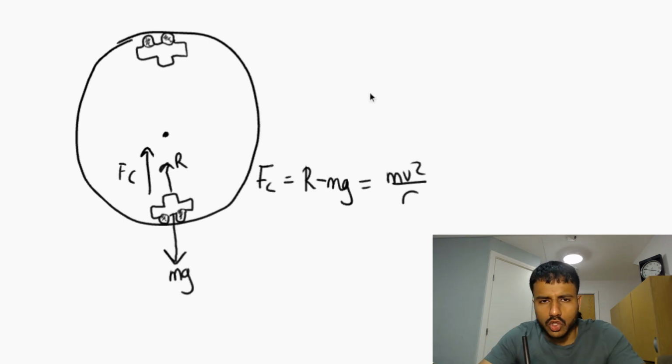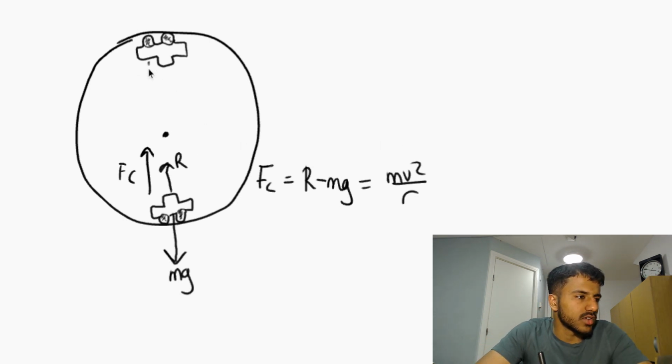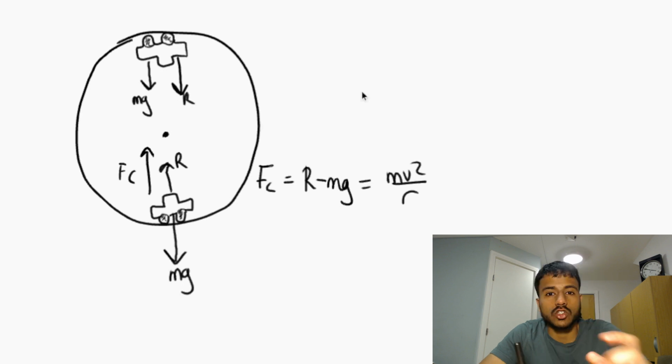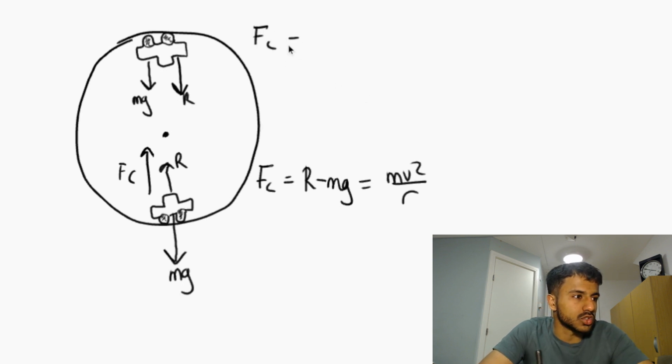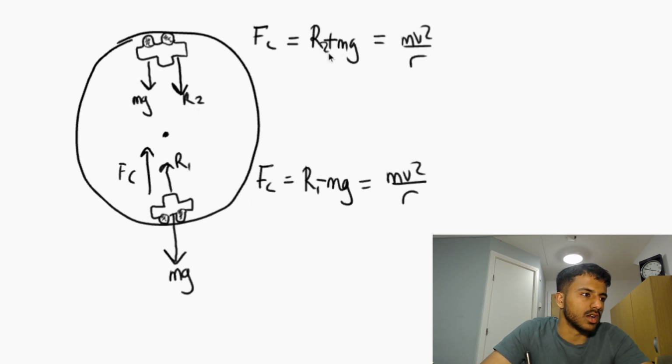Now when the car is at the top of the loop, we're going to have its weight acting downwards, as well as also the reaction force acting downwards. So in this case, the centripetal force is equal to the reaction force plus the weight, and that's obviously equal to mv squared over r. Just a side note, these reaction forces aren't necessarily the same, so I'm going to call them R1 and R2 respectively.